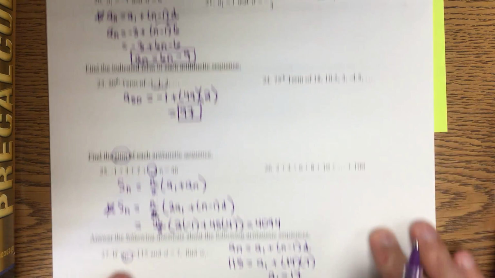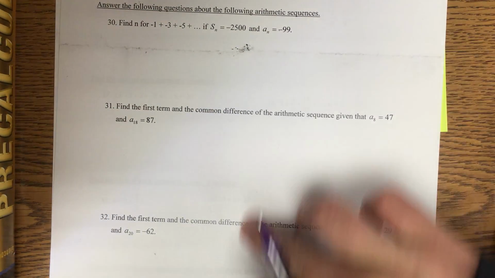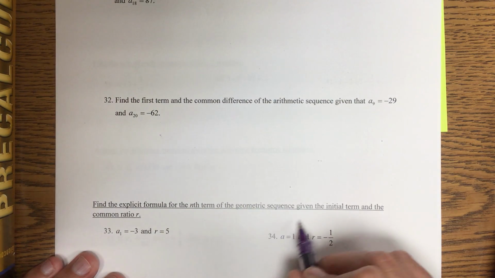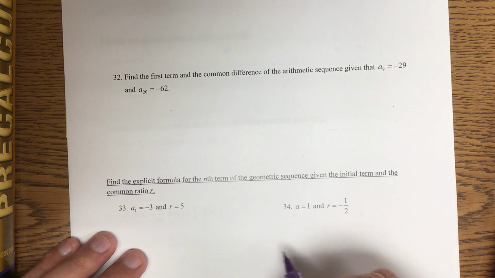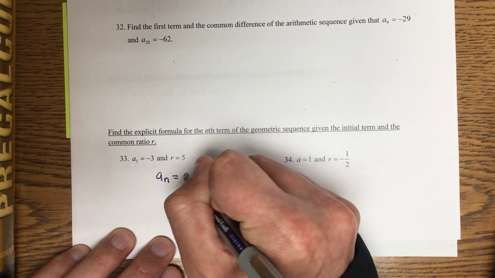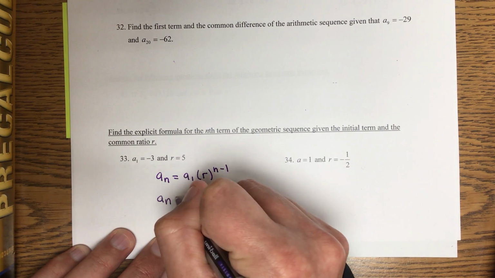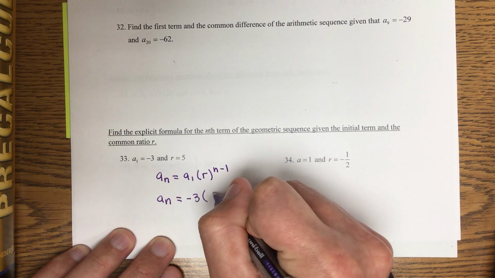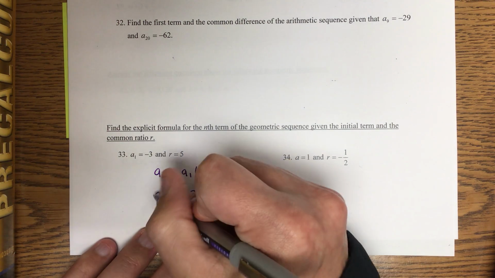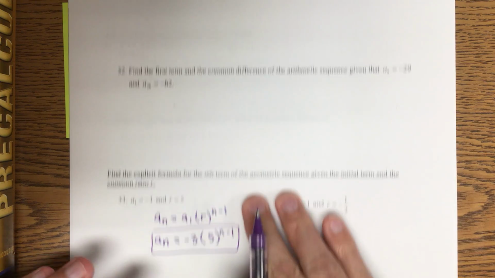Next page here. There's a little bit more with arithmetic sequences. These are kind of the challenge problems here. And then starting at the bottom, we get into geometric sequences where they have you use the explicit formula, a sub n is equal to a sub 1 times r to the n minus 1 power. So these aren't going to require too much work because you can't combine them together. Like you can't take -3 times 5 because 5 has a power. So these right here, not a lot to do.